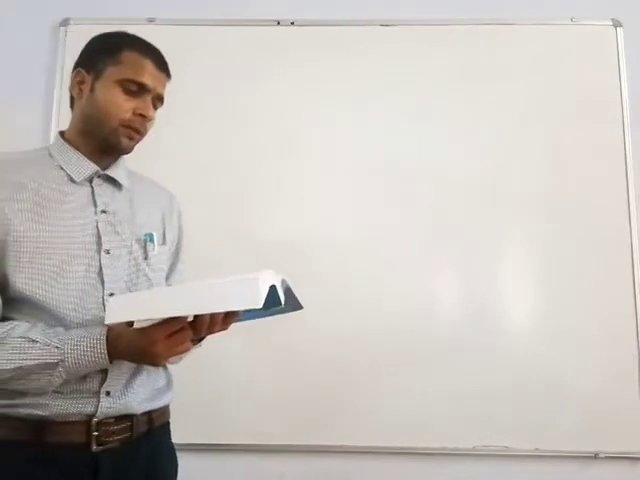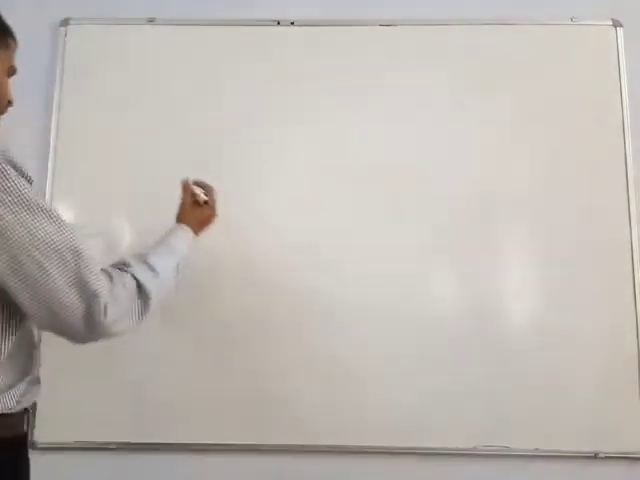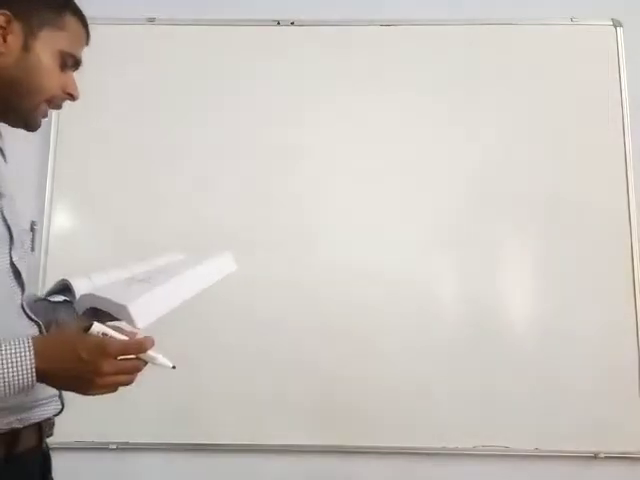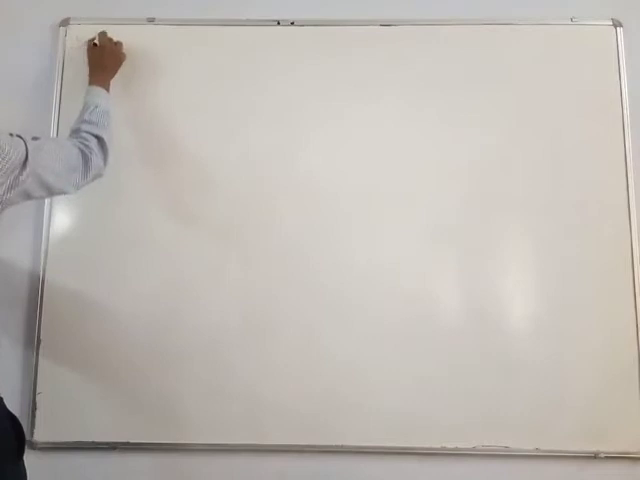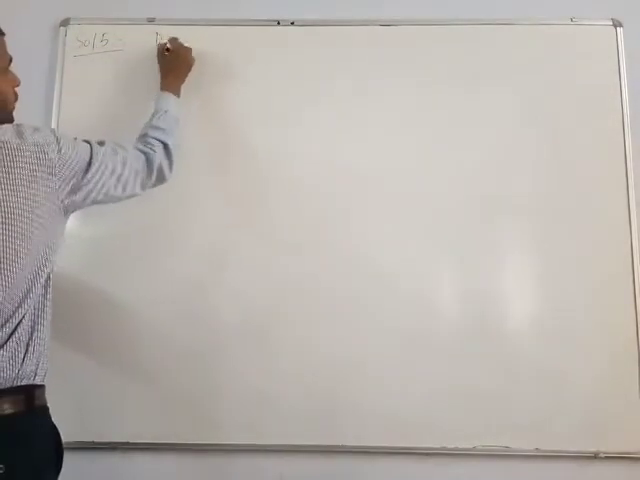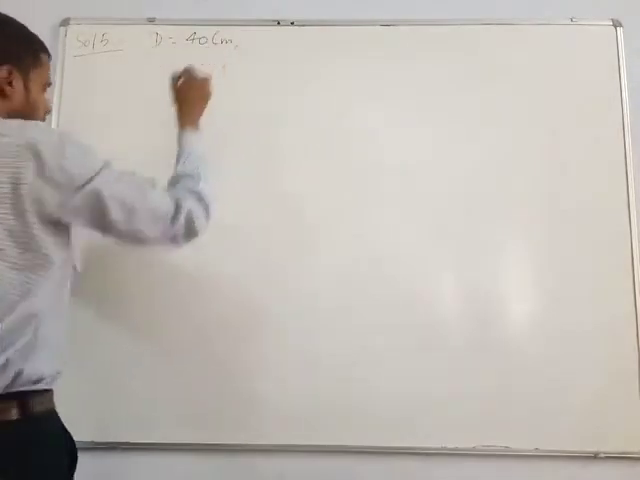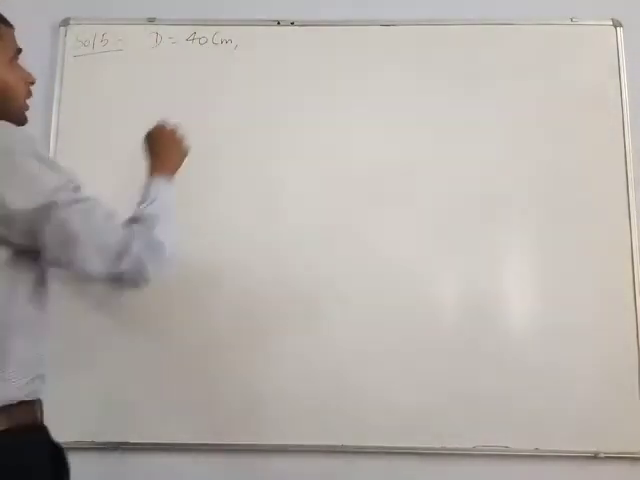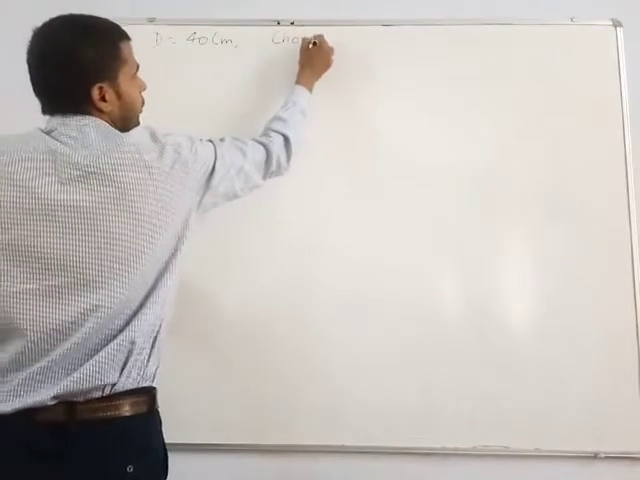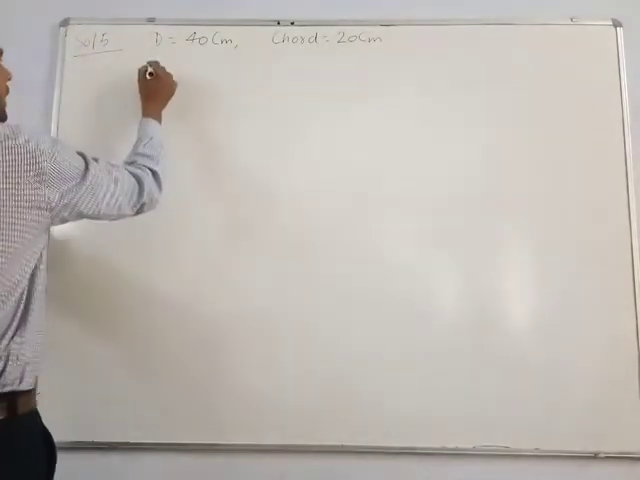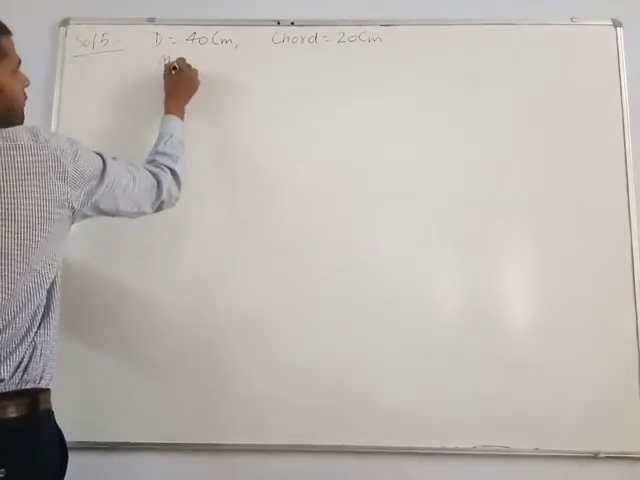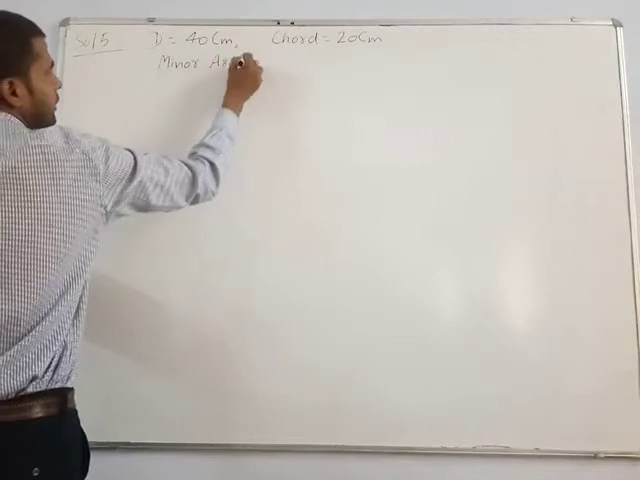Then question number 5. In a circle of diameter 40 centimeter, the length of a chord is 20 centimeter. Find the length of the minor arc of the chord. In question number 5, diameter equals 40 centimeter, the chord equals 20 centimeter, and you have to find the minor arc.